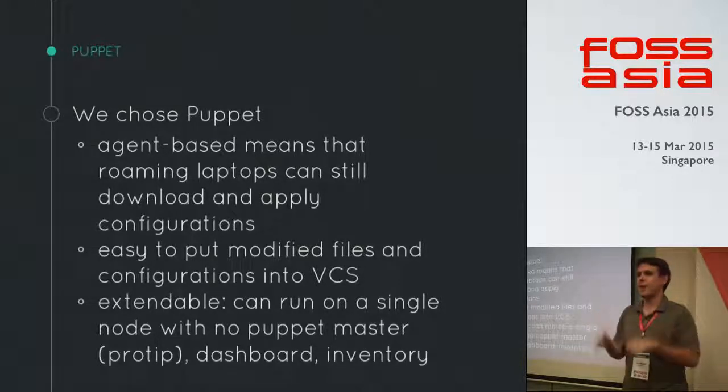Anything in the Puppet manifest that I change, I can check into version control. And it just makes it a lot easier to share with my assistant and with me what is changing and why. I'll give you a really quick example.